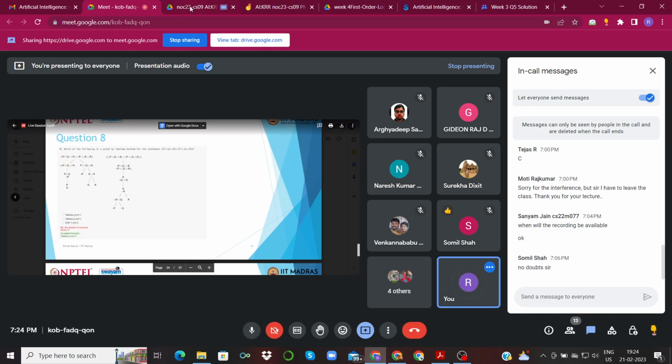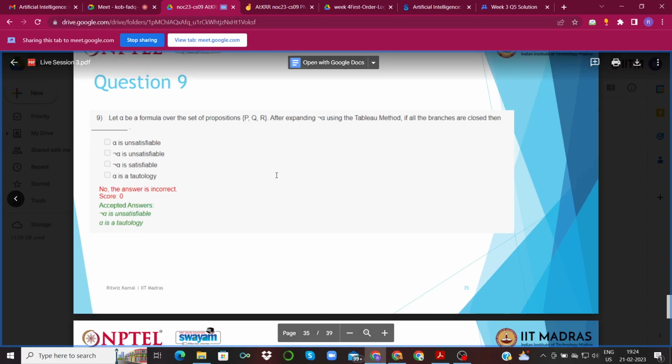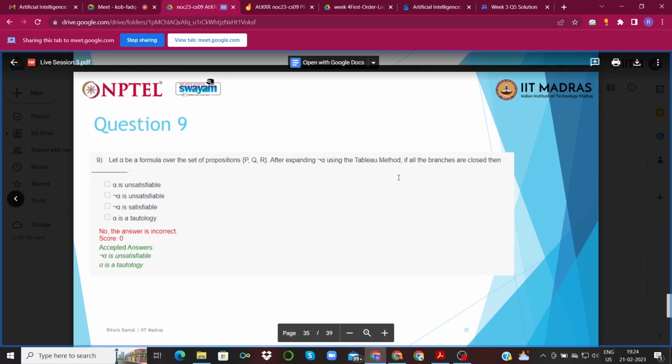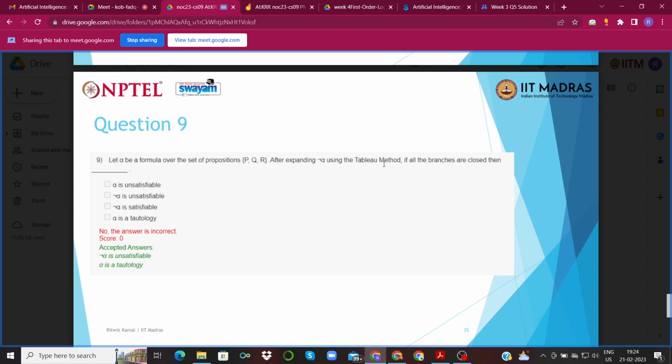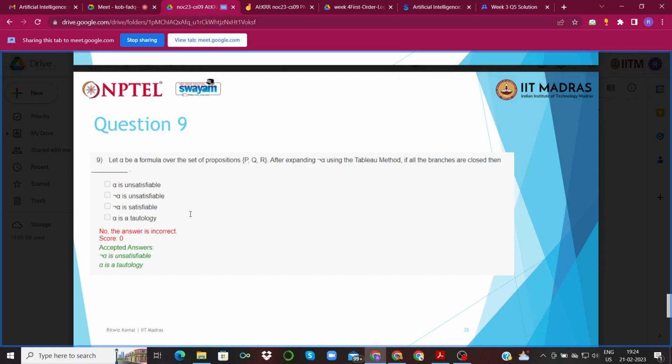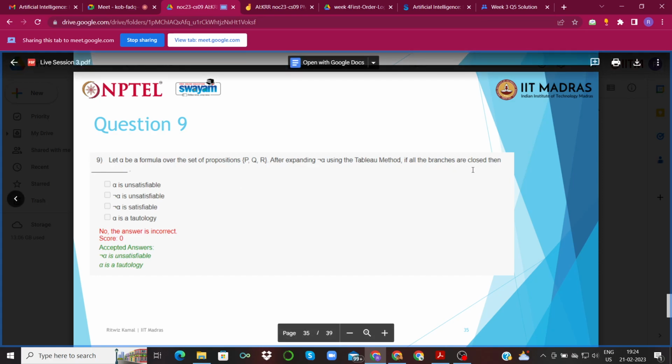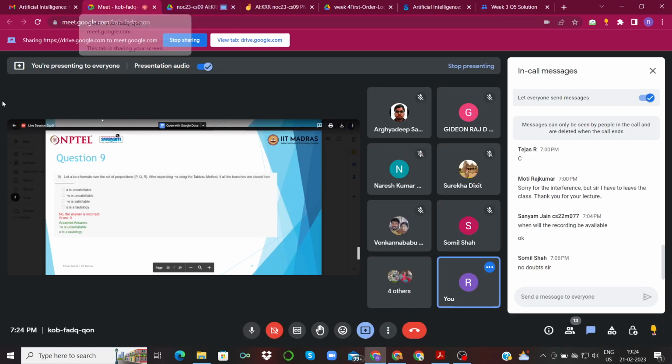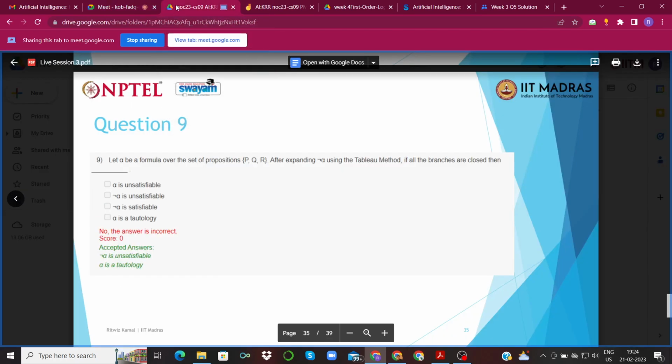Okay, let's move on to the next question then. Let alpha be a formula over a set of propositions P, Q, R. After expanding not alpha using tabular method, if all the branches are closed, then, as we just saw in the previous question, it means that there is no model, and no model means that not alpha is unsatisfiable, and that means that alpha is a tautology. So this is a pretty straightforward question again. Just let me know if there are any doubts.